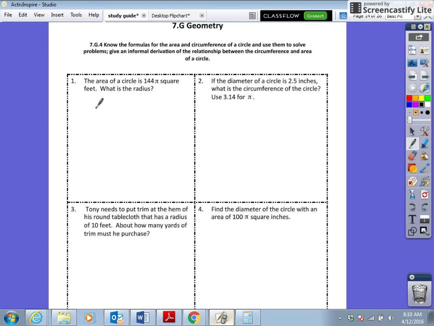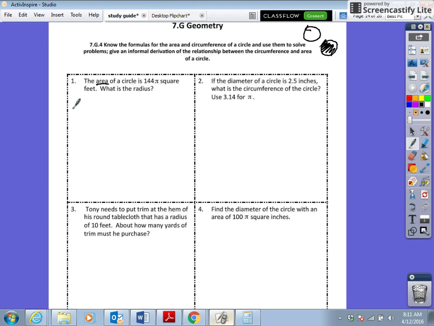Okay, now we're going to have to use some formulas to figure out these questions. This has to do with area and circumference of a circle. When we have the area of a circle, we want to know what the filled in part is. The circumference is just how far around it is, if I put a string around it. Area is the same as the other shapes, circumference is just like perimeter. So look, area of a circle is 144 pi square feet.